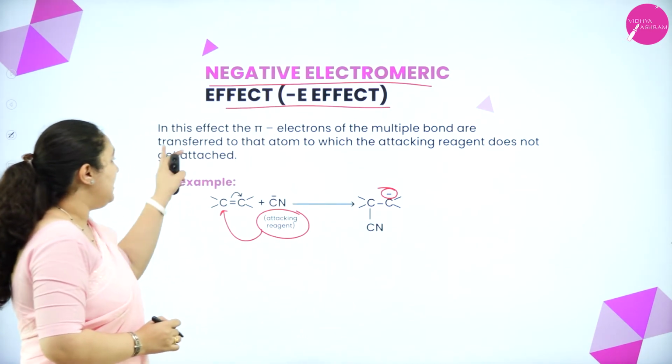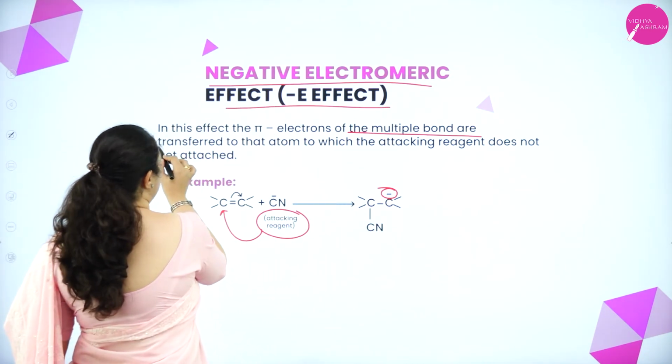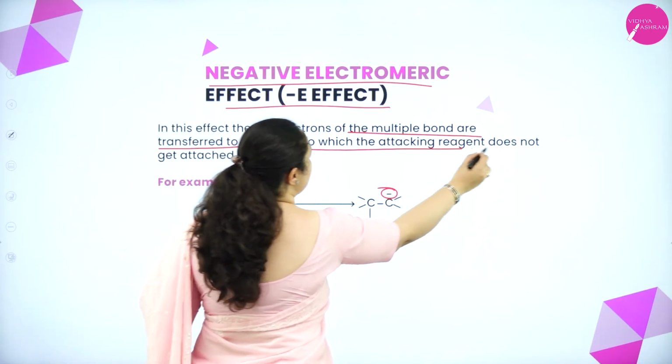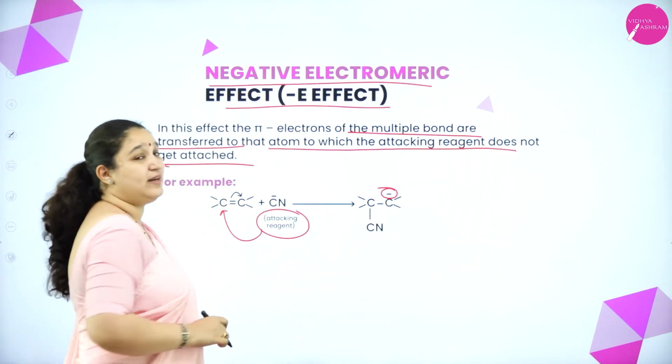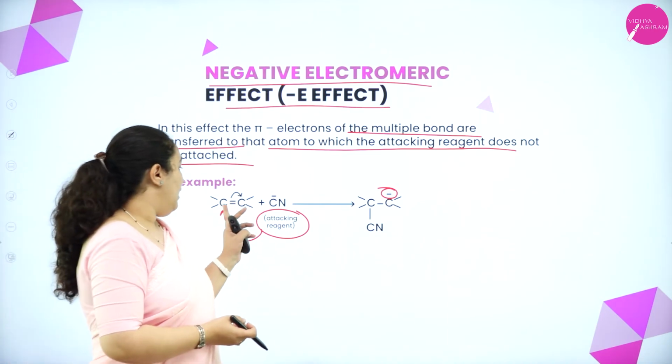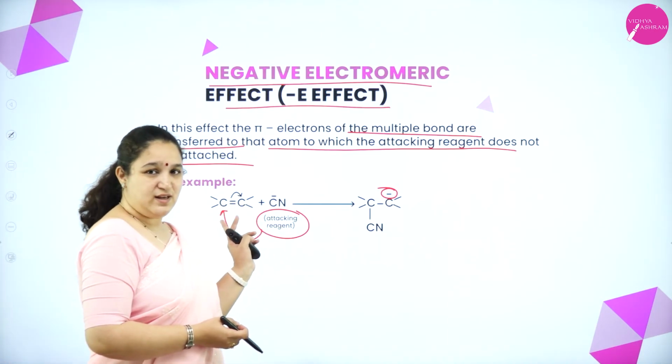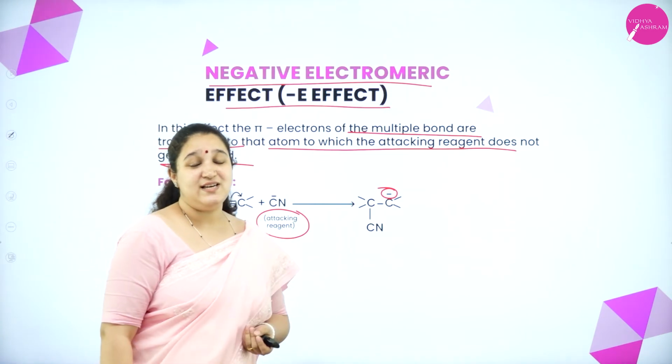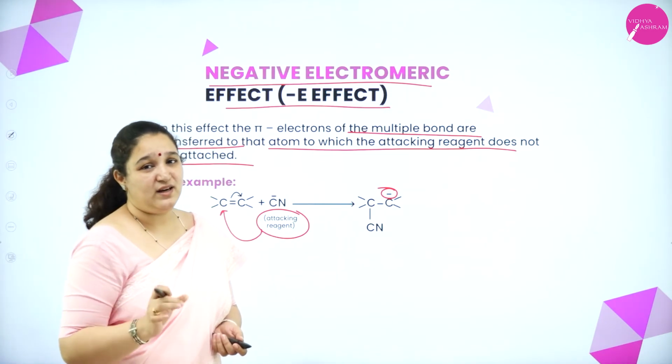Here what happens in this effect is that the pi electron of the multiple bond transfers to that atom in which the attacking reagent does not get attached. So the electron is pushed away from the carbon atom to which the attacking reagent is attached. Then we call it negative electromeric effect.